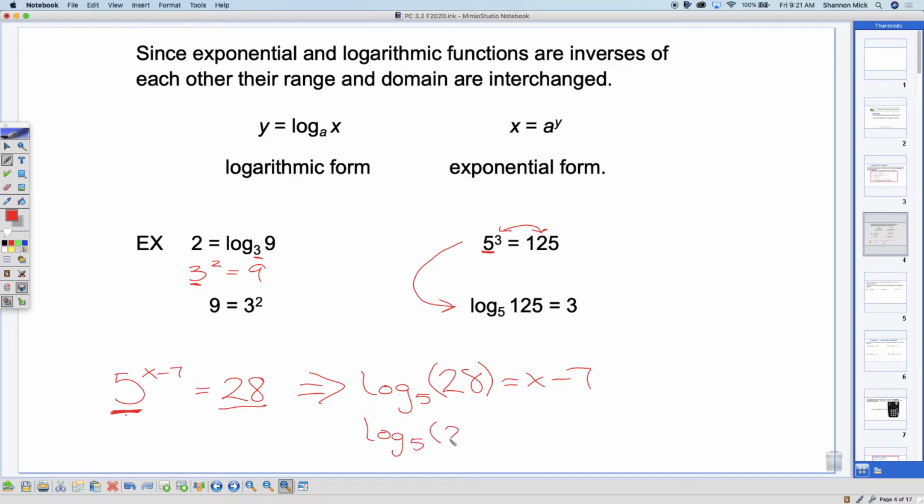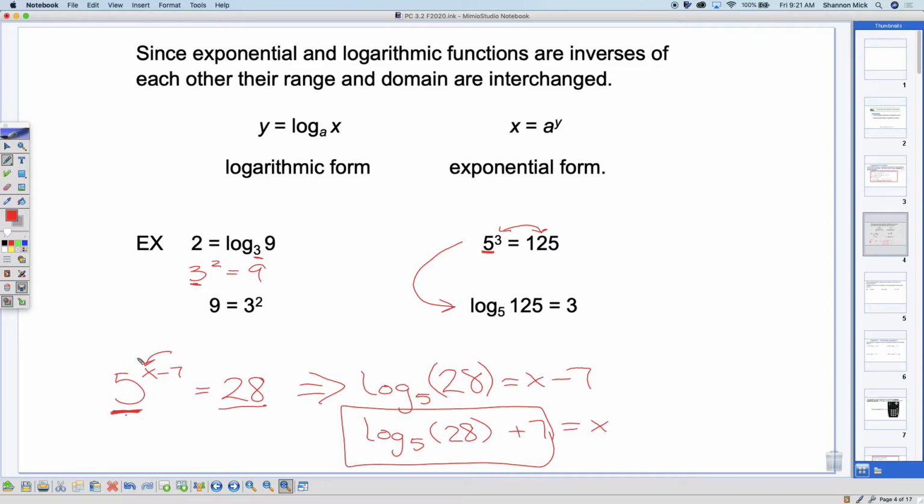The log base 5 of 28 is a function you would have to do first. That's why I would put parentheses around the 28. So I could put this in a calculator and get the answer for x. You see that? But could I get at this x the way it is? No. That is the point of this.